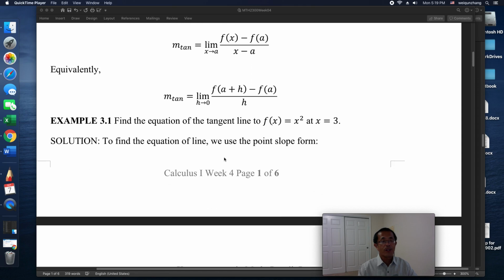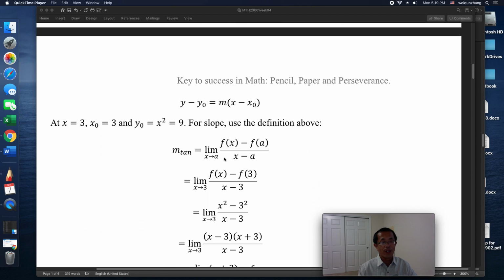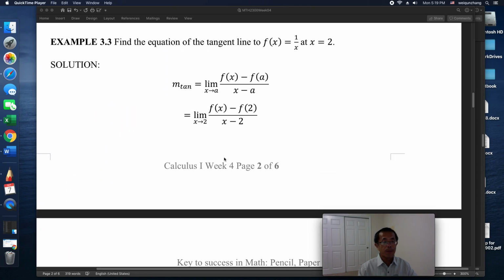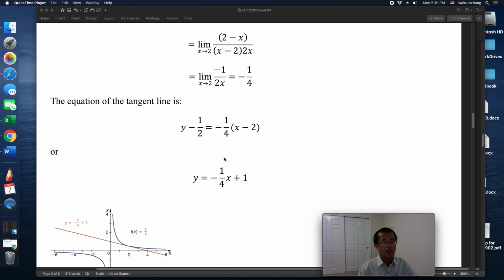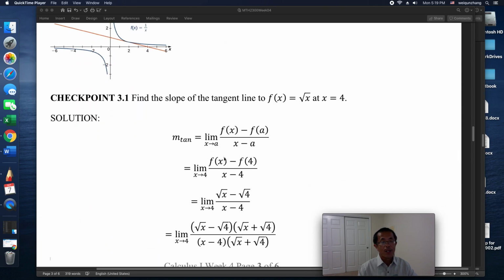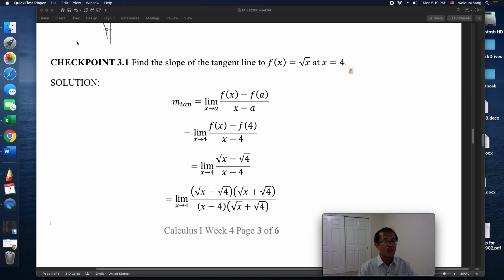Let's take a look at one more example, and this example is also from the textbook, mostly, if at all possible. This is checkpoint 3.1. We want to find the slope of the tangent line to this square root function, square root of x, at x equals 4. And the slope of the tangent is such a limit.